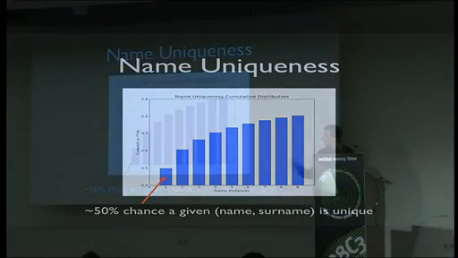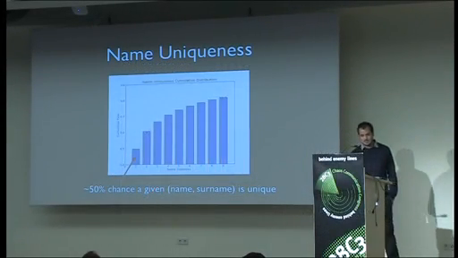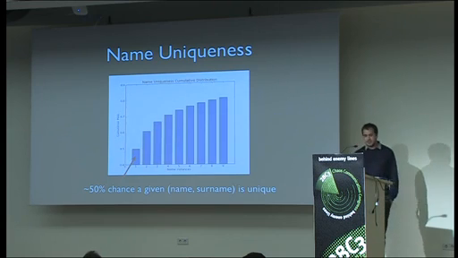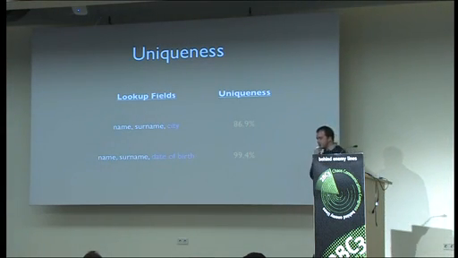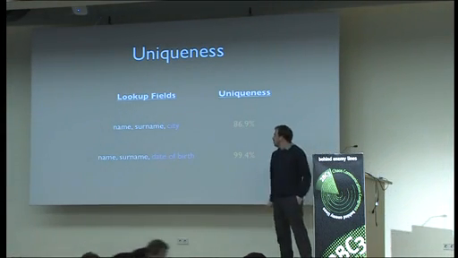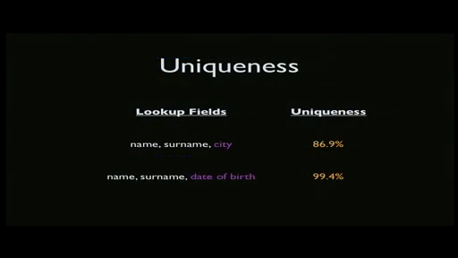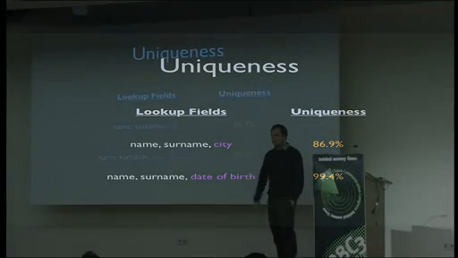So that's what the uniqueness distribution looks like. Now, obviously, like I said, people share names, and we can always look up people by other fields. So if we, for example, take a person's name and a surname and then look him up against his city, we have an 87% chance of finding one single record. That goes up to almost 100% once you look up a person by his name and his date of birth.